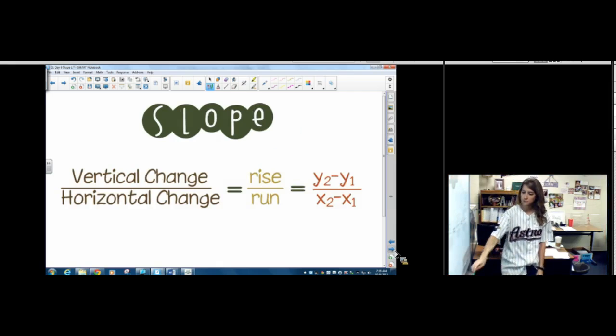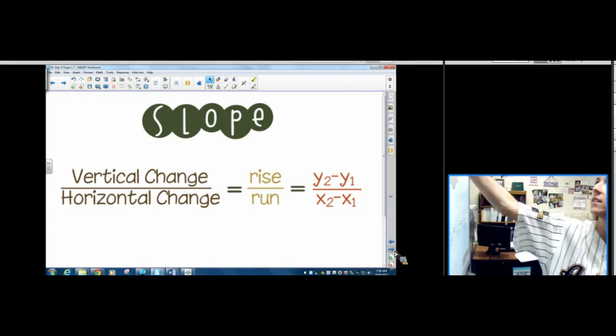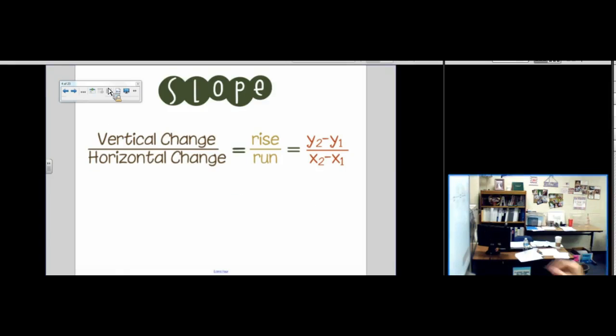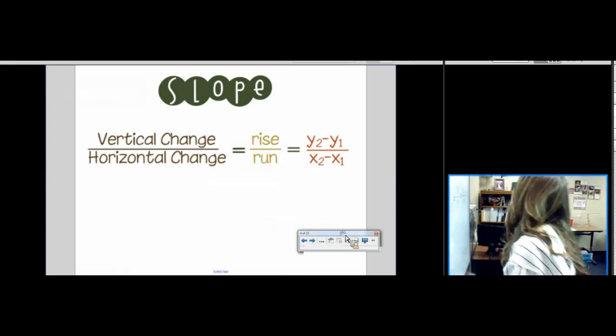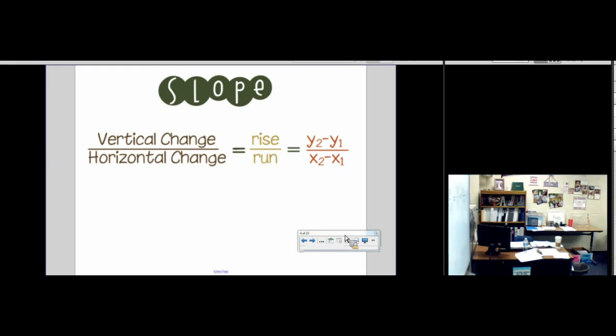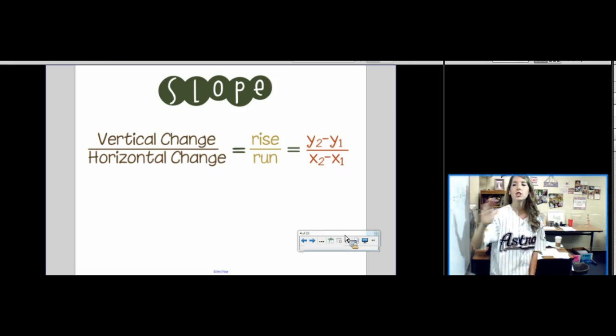All right. So here are some ways to describe the slope. Show me with your arm what vertical looks like. Vertical, up and down. Vertical change over, show me horizontal. Think of the horizon. Horizon goes like this. Horizon, horizontal. Good. So vertical change over horizontal change, rise over run.